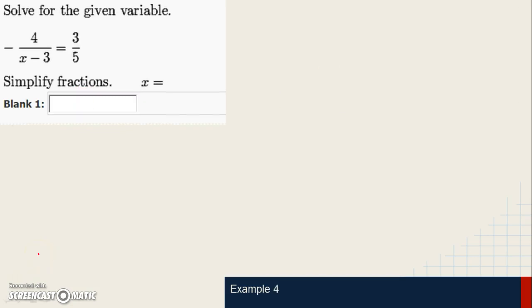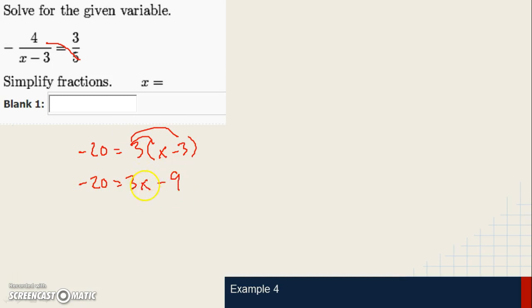Example number 4. We already know that our first step here is going to be to cross multiply, so I'm not going to rewrite the equation. I know that 5 times -4 is -20 equals, and 3 times x minus 3 we can simplify. So I'm going to distribute the 3 to both x and -3, and I get -20 equals 3x minus 9.